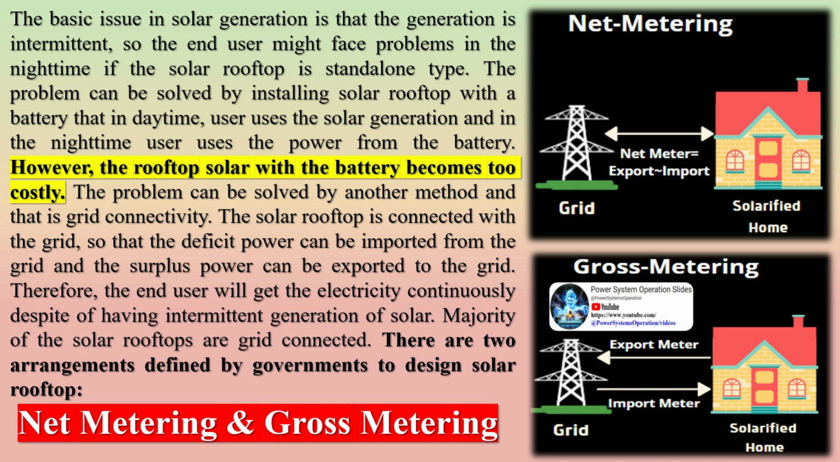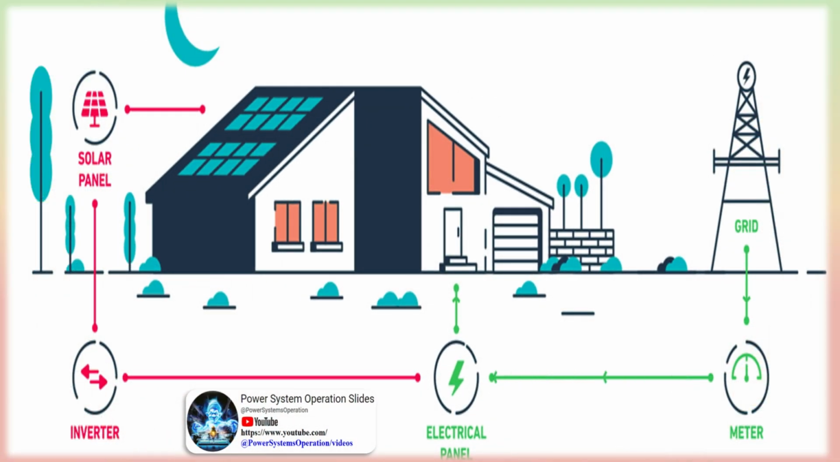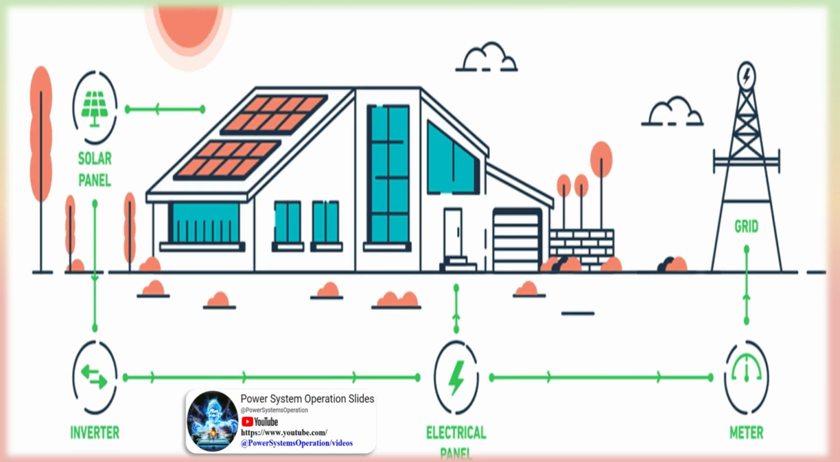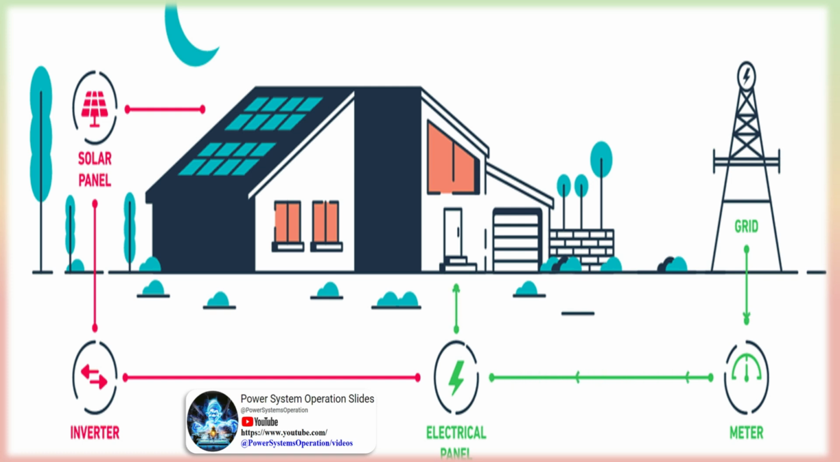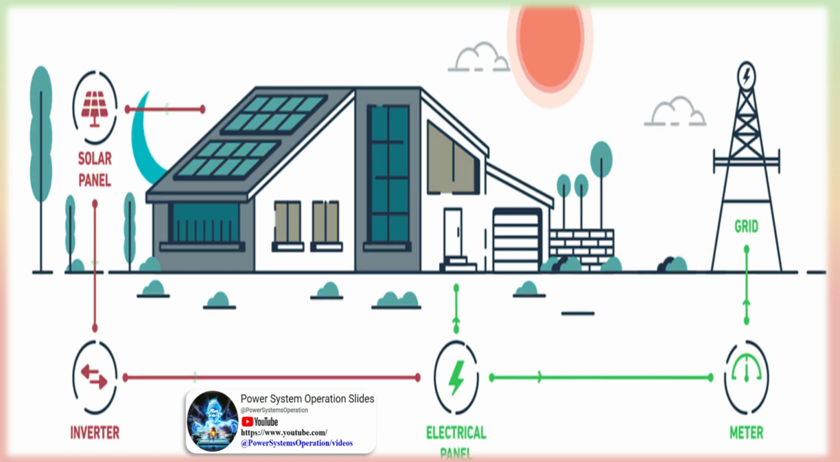Generally, a bidirectional net meter is connected, which is able to measure bidirectional energy, like the electricity imported to the user from the grid and the electricity exported to the grid by the user. If the exported electricity is higher than the imported electricity, then the end user may or may not get compensation, depending on the state's net metering policy rules and regulations for supplying surplus electricity into the grid.